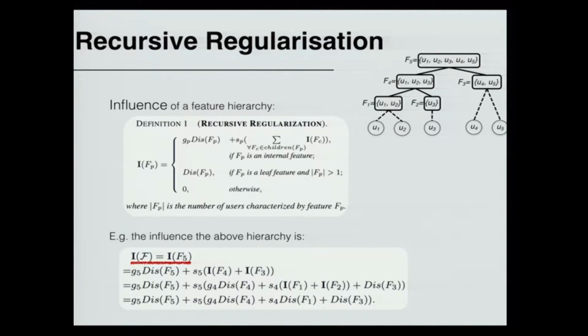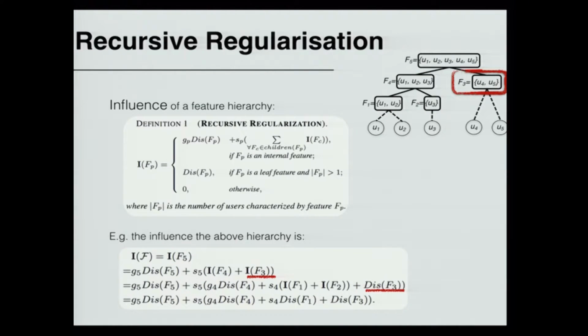First of all, we have the influence of the feature hierarchy equal to the root feature. Then the root feature F5 is defined like this, as we saw before. It is defined as the influence of F5 itself and also the influence of its children features. The children features can be recursively defined like this. For instance, for F5, we have this definition. And for F3, we have the influence like this. Since F3 is a leaf feature, we define it directly as the dissimilarity of users characterized by it.